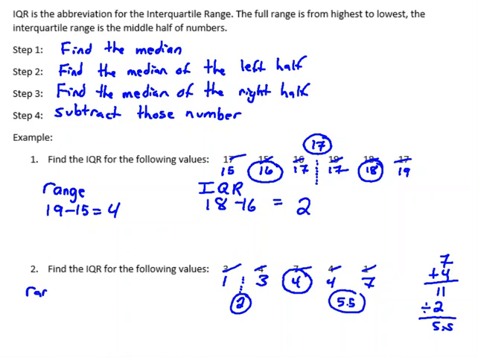So my range is from 7 to 1, which is 6 apart. And my interquartile range, the range on the inside, is from the 5.5 to the 2. And so that interquartile range is going to be 3.5.